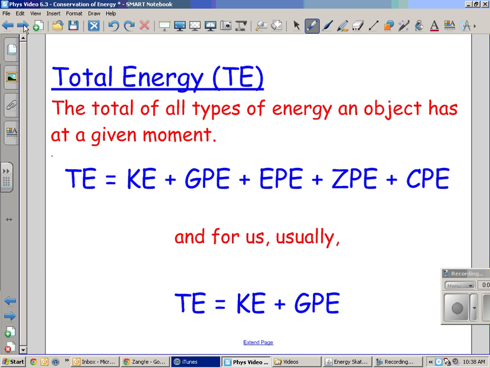Okay, total energy. All the different types of energy added up. As I've said, we're really just going to focus on those two types of energy. So for us, that's how you're going to find total energy.